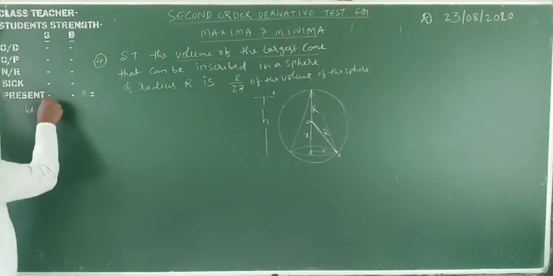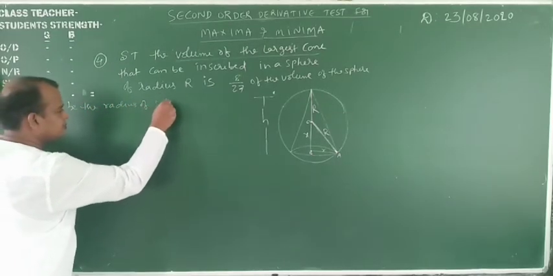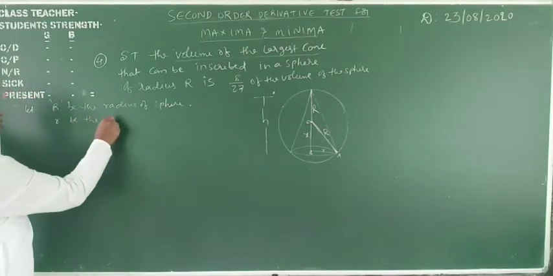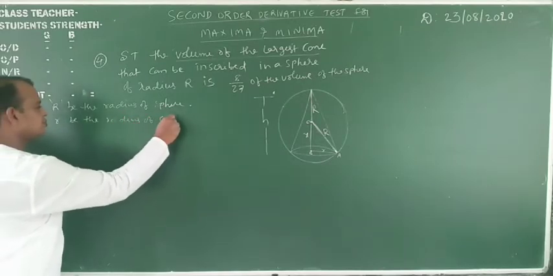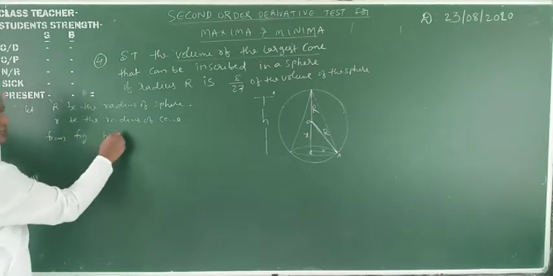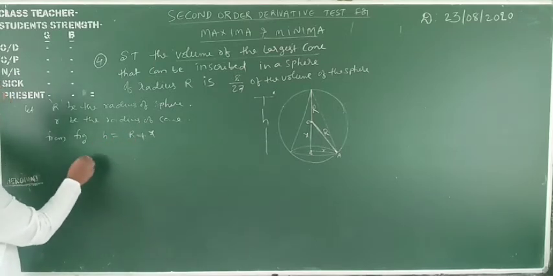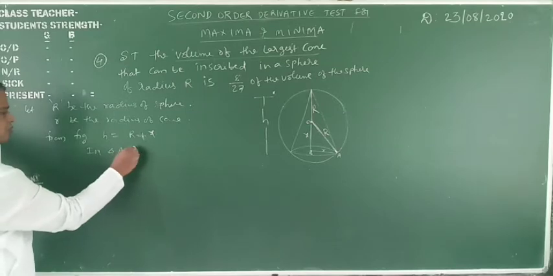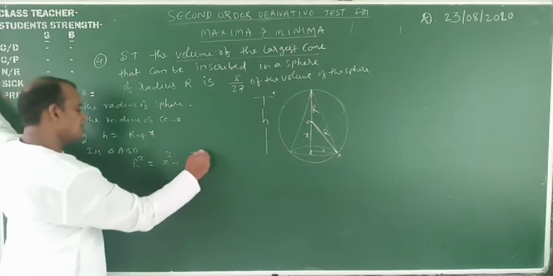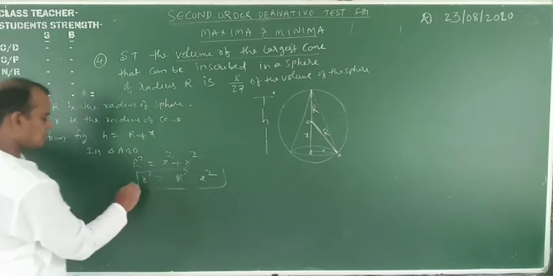Let capital R be the radius of the sphere. Small r be the radius of the cone. Now from the figure, height is equal to R plus x. In triangle ABO, R square is equal to x square plus r square. Now from this, small r square is equal to R square minus x square.